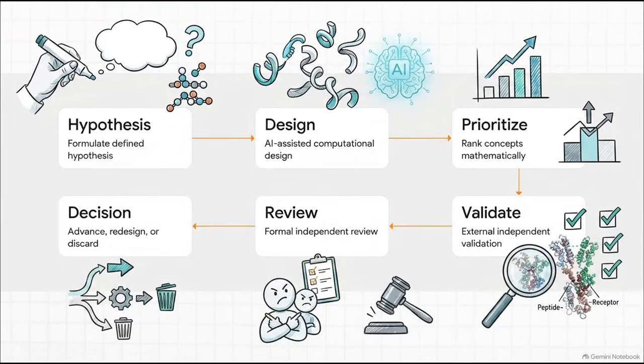And the way it operates is through this continuous feedback loop made up of 6 fundamental steps. You start with a defined hypothesis, right? Then you move through AI-assisted computational design and prioritization. From there, and this is absolutely crucial, it has to face independent external validation. That leads to a formal review and a very hard decision point. Do we advance, redesign, or ruthlessly discard the whole concept?